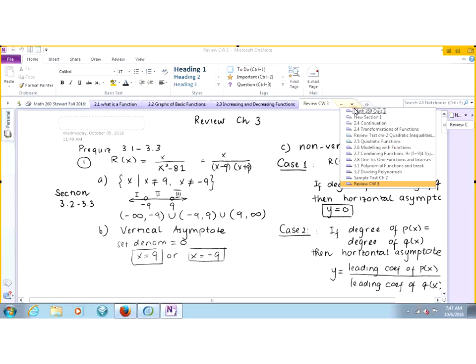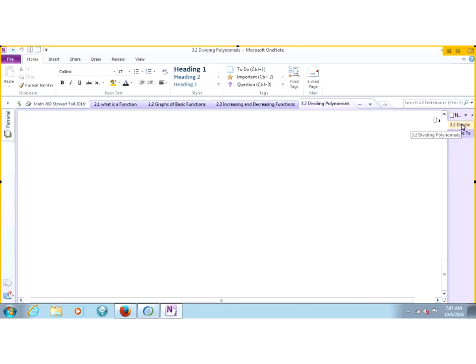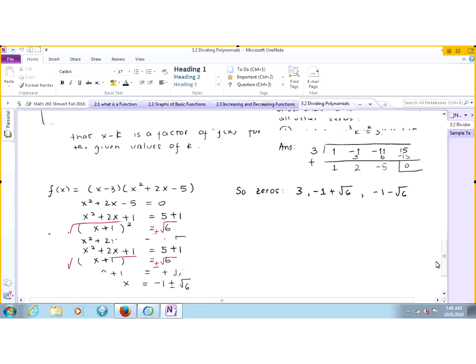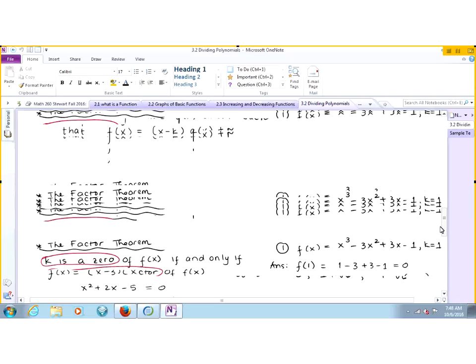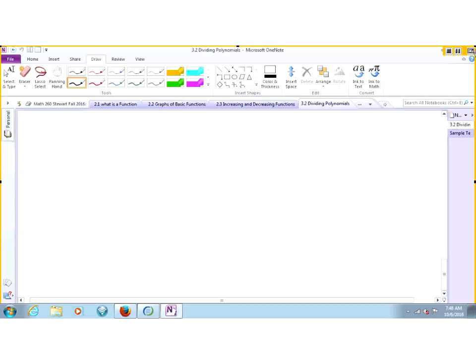So 3.3, 3.2. Okay, so this is what we did? Oh yeah, this is dividing polynomials. All right, so now part C is finding polynomials with special zeros, so given zero.